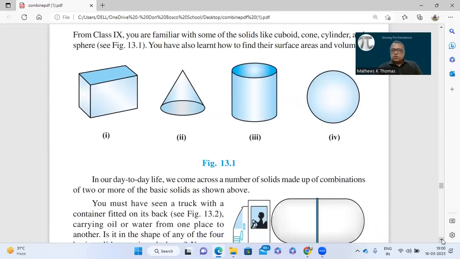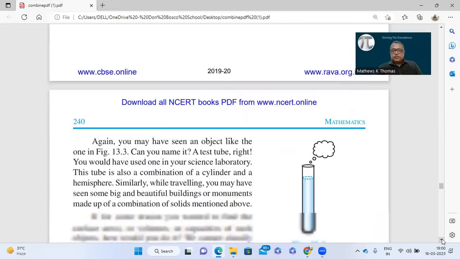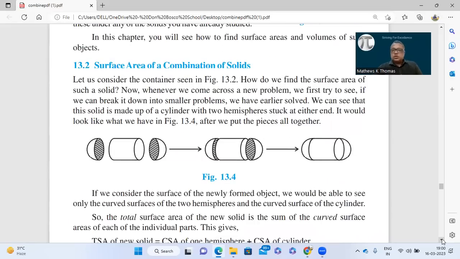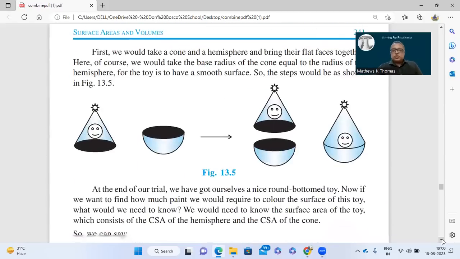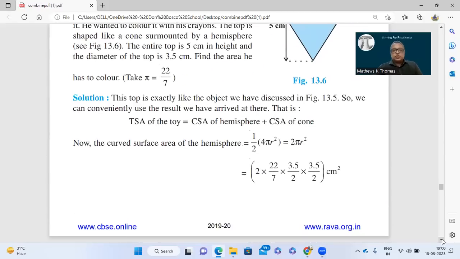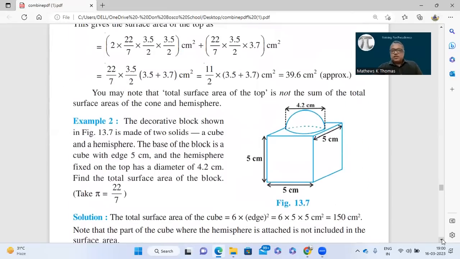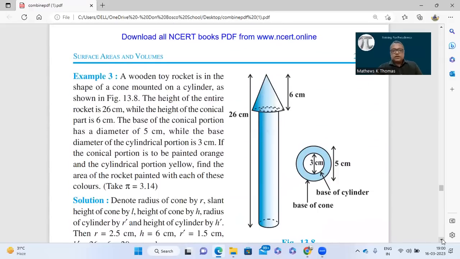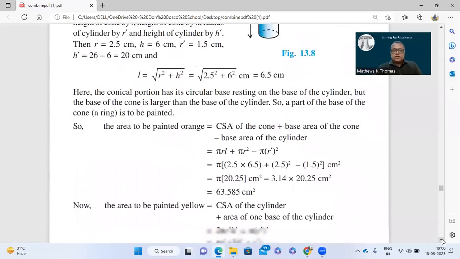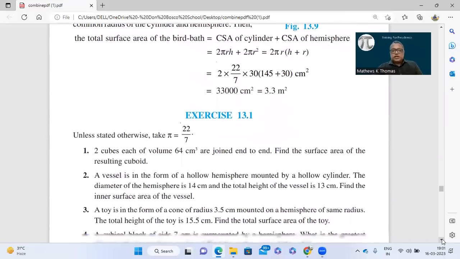Please remember all the formulas of curved surface area, total surface area, lateral surface area, volume of all the 6 figures: cylinder, cube, cuboid, sphere, hemisphere, cone. All this we need to do. Only frustum of cone is deleted. Rest of the 6 figures, please do it thoroughly. The solved examples are very important. This example 2 is very important. Please do this thoroughly. Example 3 is important. Please do this thoroughly. Example 4 is important. Please do this thoroughly. Okay.